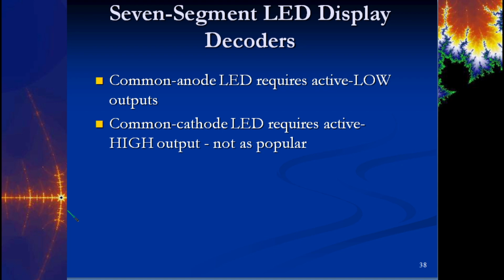And all that means is either they all have the same power source at the top, or they all have the same ground at the bottom. And that's anode to cathode. A diode always flows from anode to cathode. A comes before C. So you either tie them all together at the top or you tie them all together at the bottom. This one is not as popular.